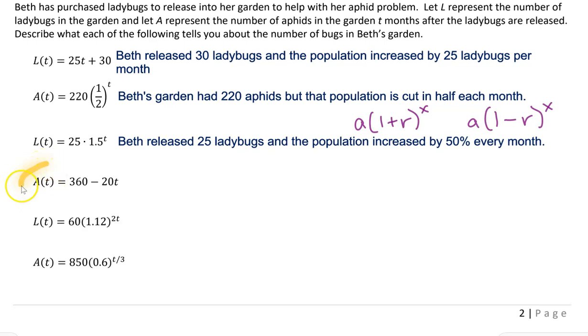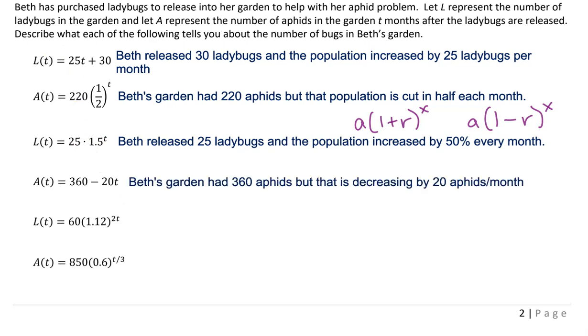Okay, next one, 360 minus 20t for our aphids. So this is linear, which means we're adding or subtracting by the same amount, not multiplying or dividing by the same amount. This time we're starting at 360, that's our b value, even if we write in the other order. And then our slope is -20. So every month, the number of aphids decreases by 20. So starting with 360 and decreasing by 20 aphids per month.